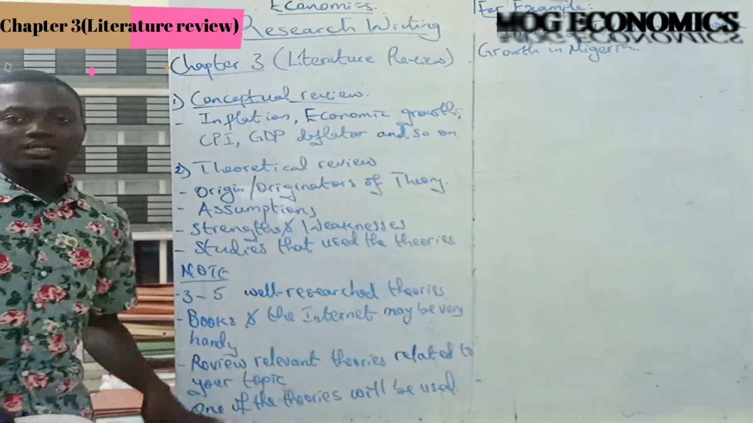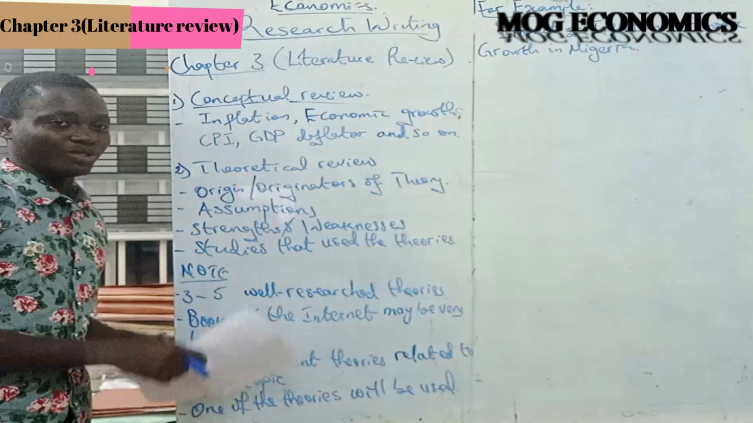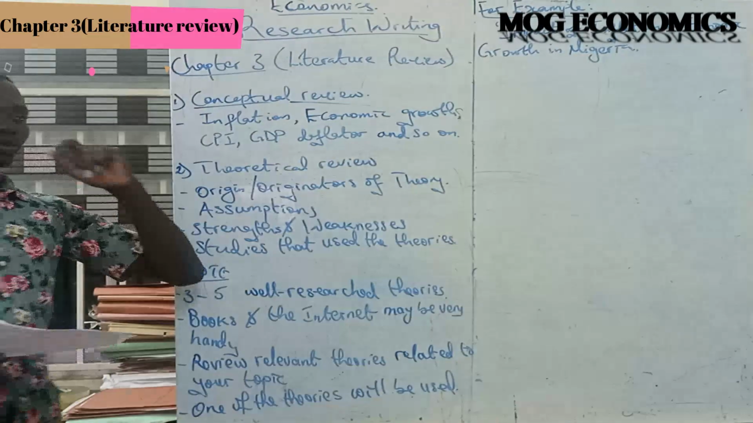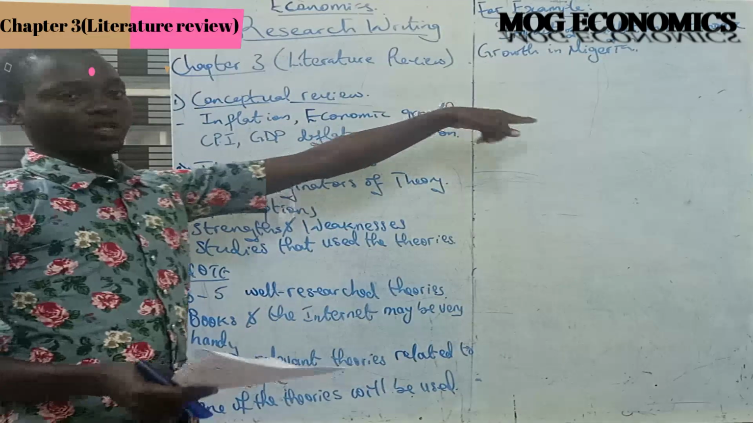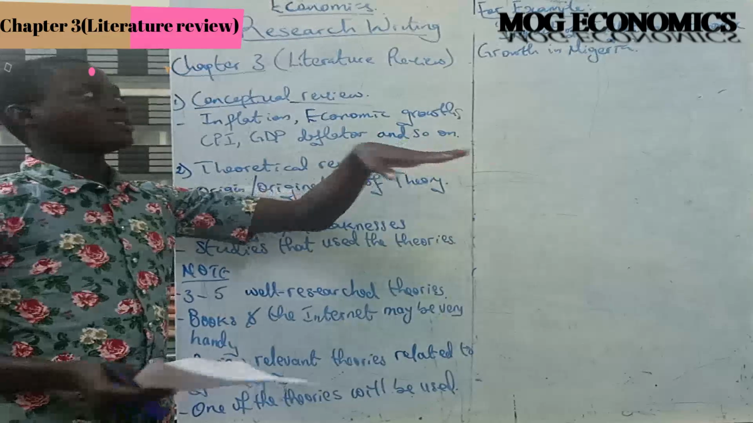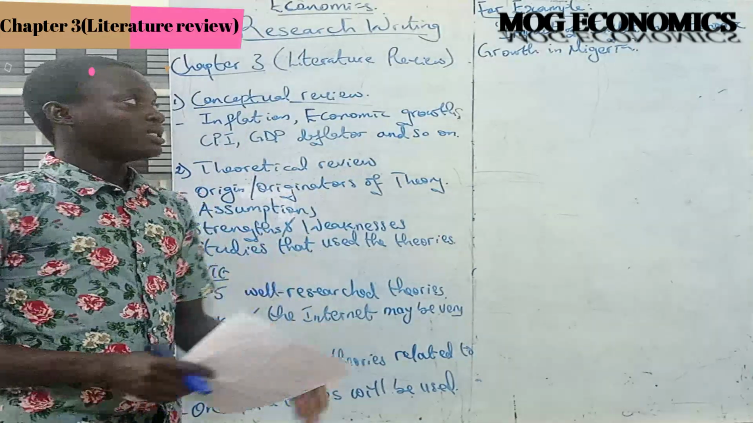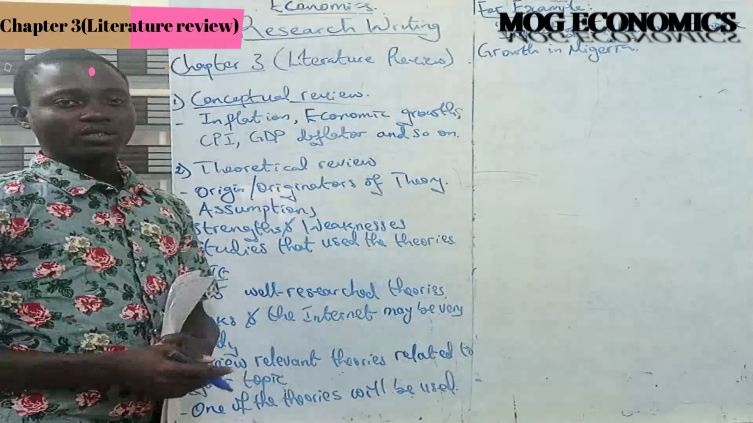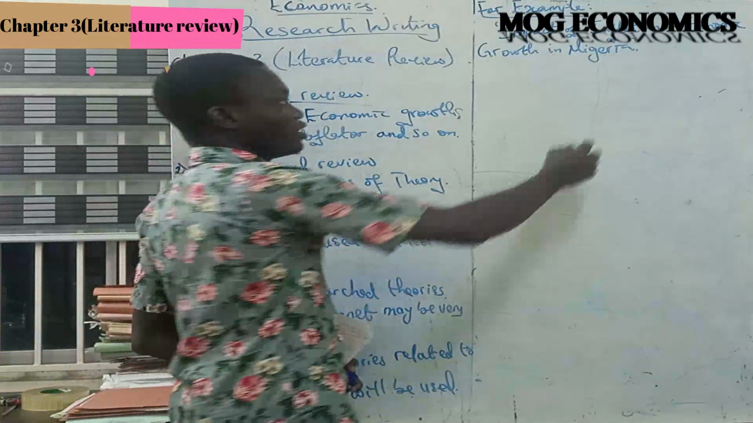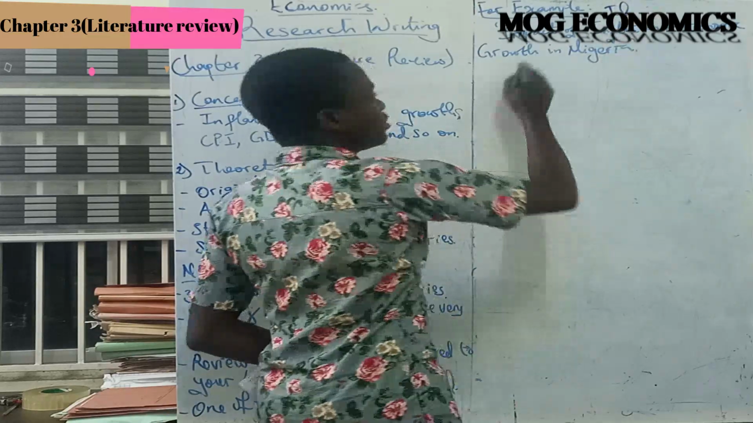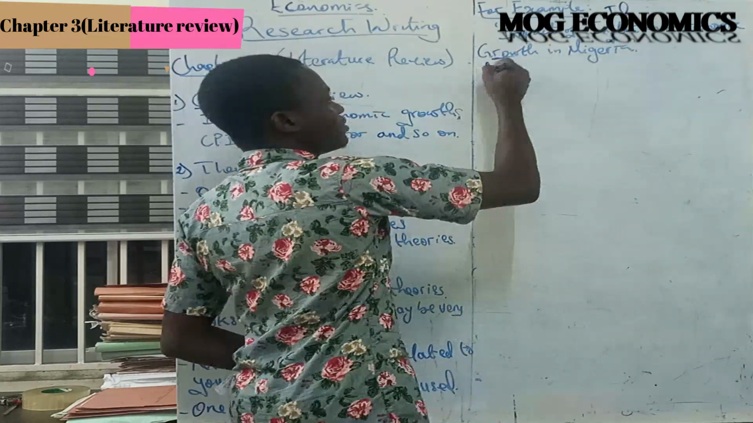So this is, like I said, the aspect I really want to talk about. And when I say you review relevant theories, now I want to give an example here. So here you have: impact of inflation on economic growth in Nigeria. Impact of inflation on economic growth in Nigeria. What is the independent variable? The independent variable here should be, I think, economic growth, right? No, that's wrong. Okay, it should be inflation. So this is your independent variable. Inflation is your independent variable and economic growth is your dependent variable.